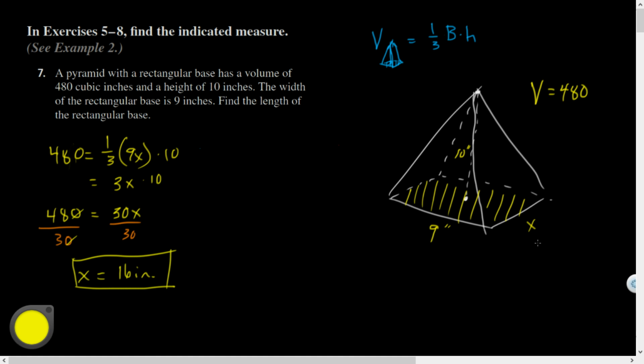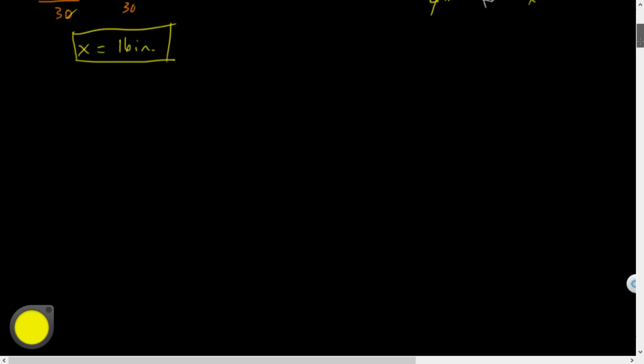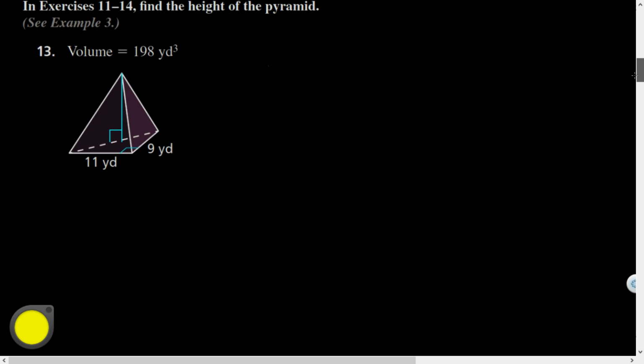So there you go. One-third the base times the height. Good times. So, find the height of the pyramid. This time I don't know the height. This is a triangular base. Fortunately, it's a right triangle base.